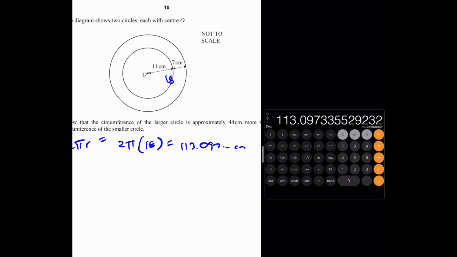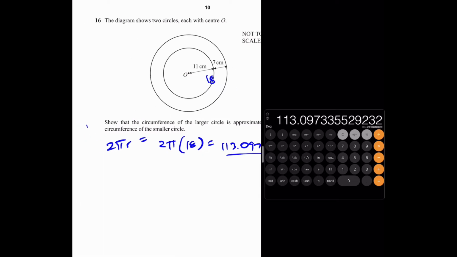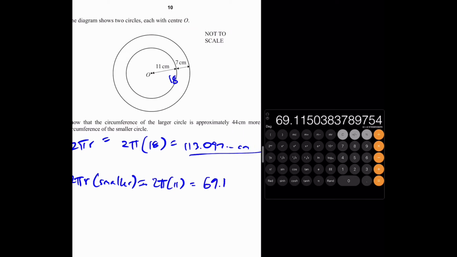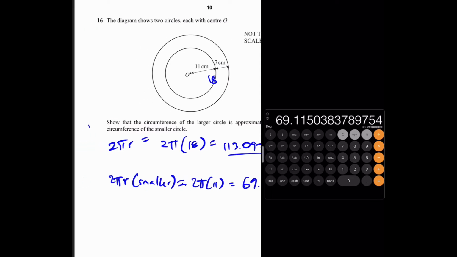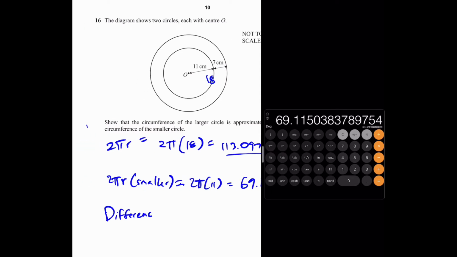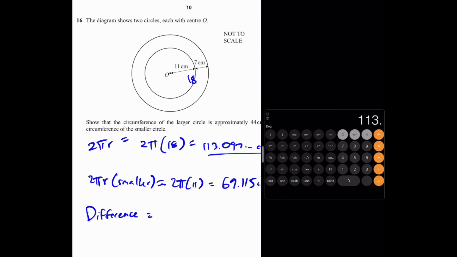113.097 centimeters. And now for the smaller circle, or the inner circle here, the radius is 11 centimeters. So now 2 pi r for the smaller circle is going to be 2 pi times 11, which is equal to 22 times pi to get 69.115 centimeters. Now the difference is going to be 113.097 minus 69.115, and that's 43.982, which is approximately 44 centimeters difference.